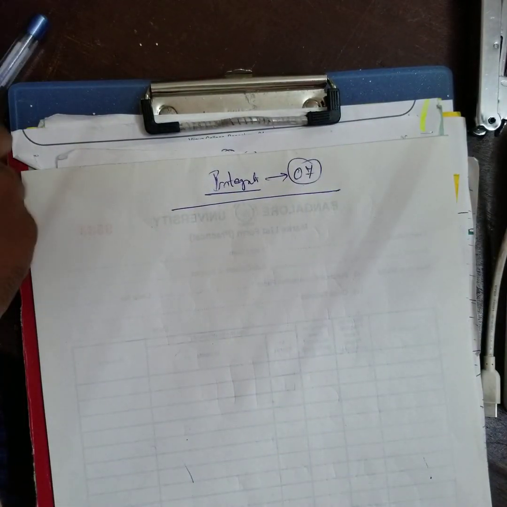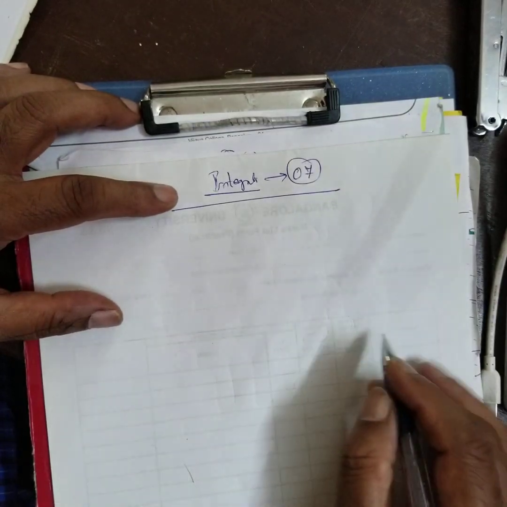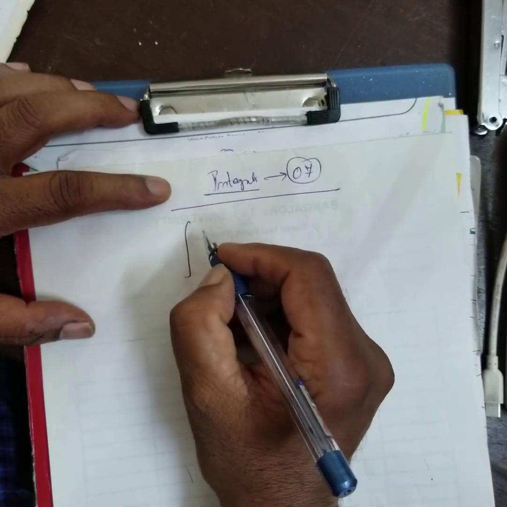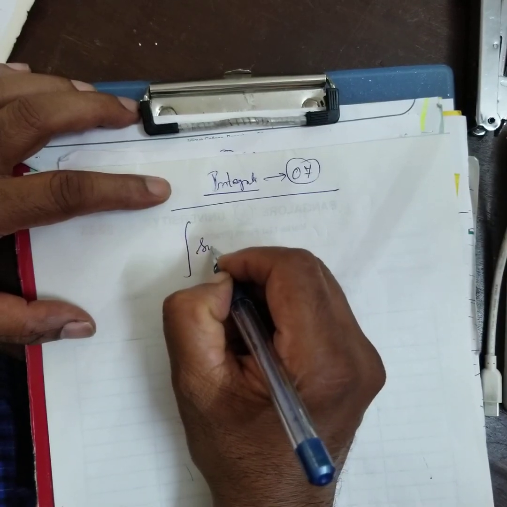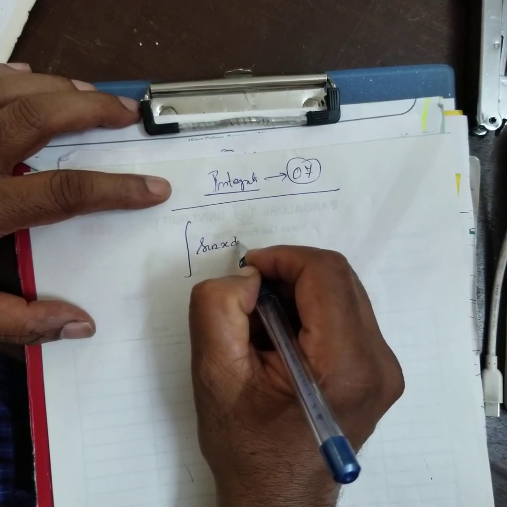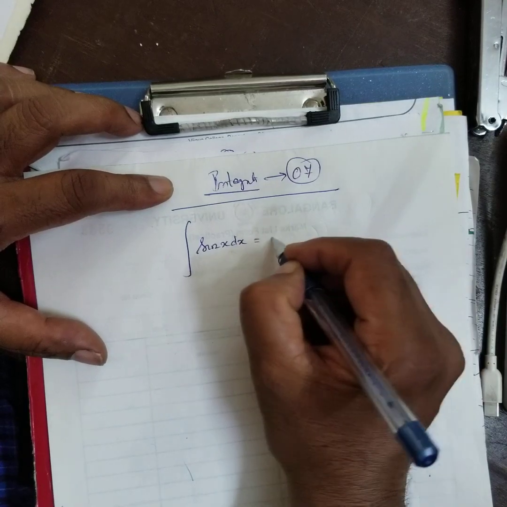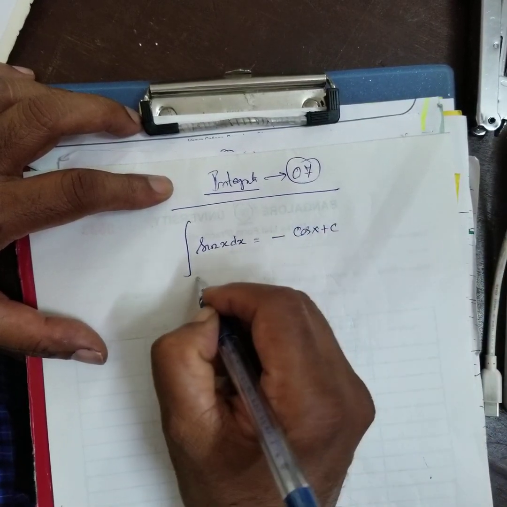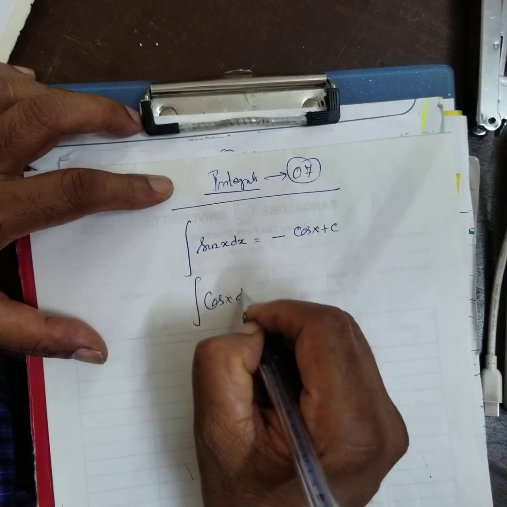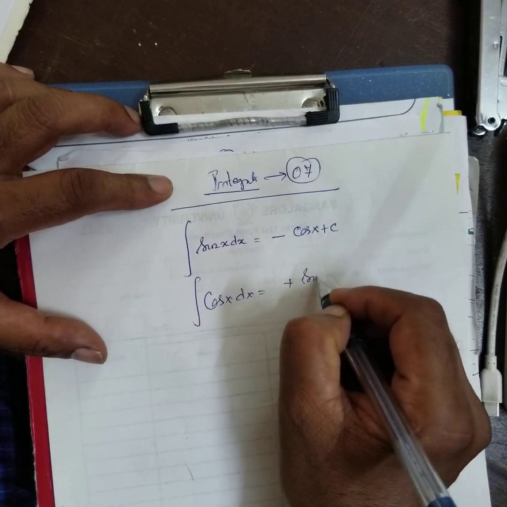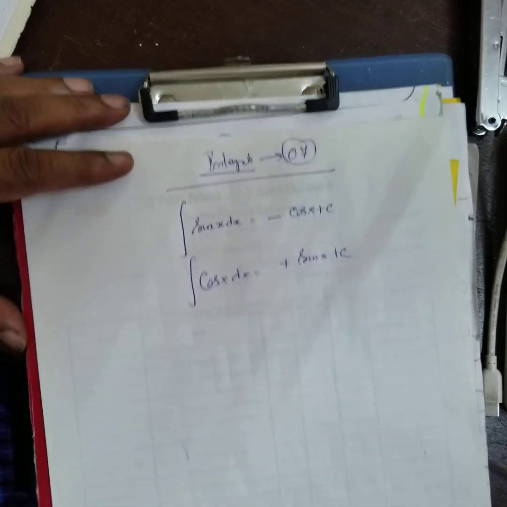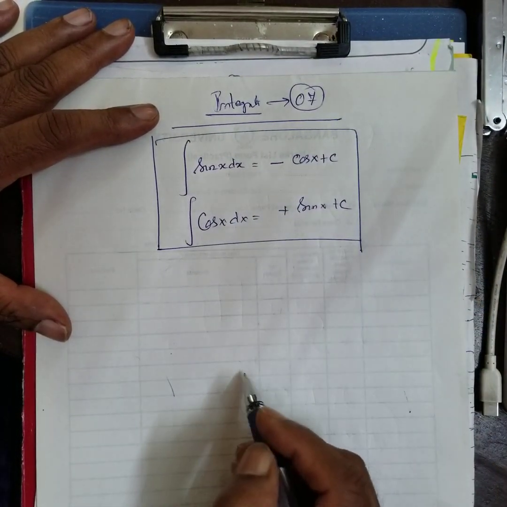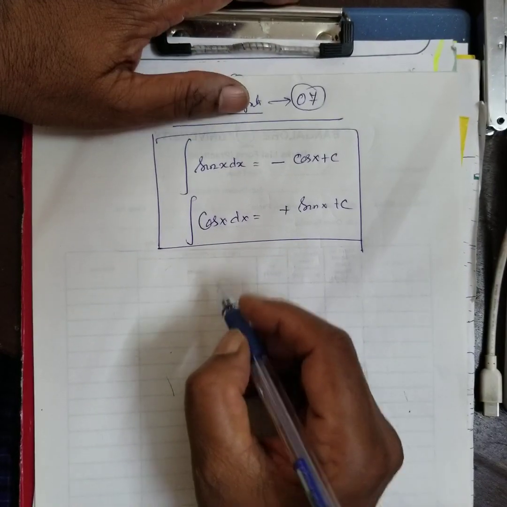Here, in the previous class you have learned all that formula. For example, I'll be doing this one sum: integration of sin x dx is minus cos x, and the integration of cos x dx is plus sin x plus c. Just a recollection only. And what are the sums we can do here?